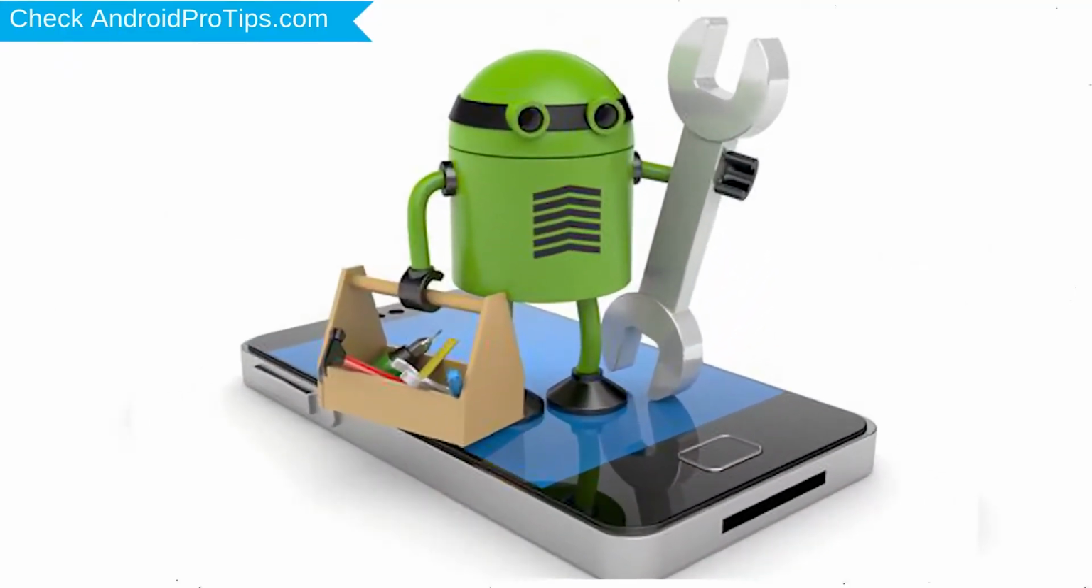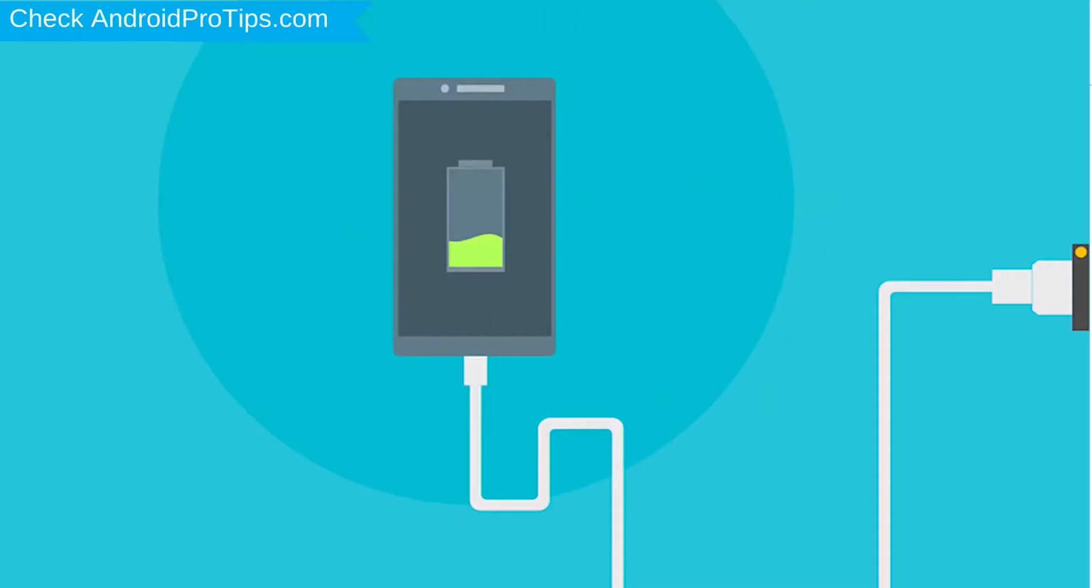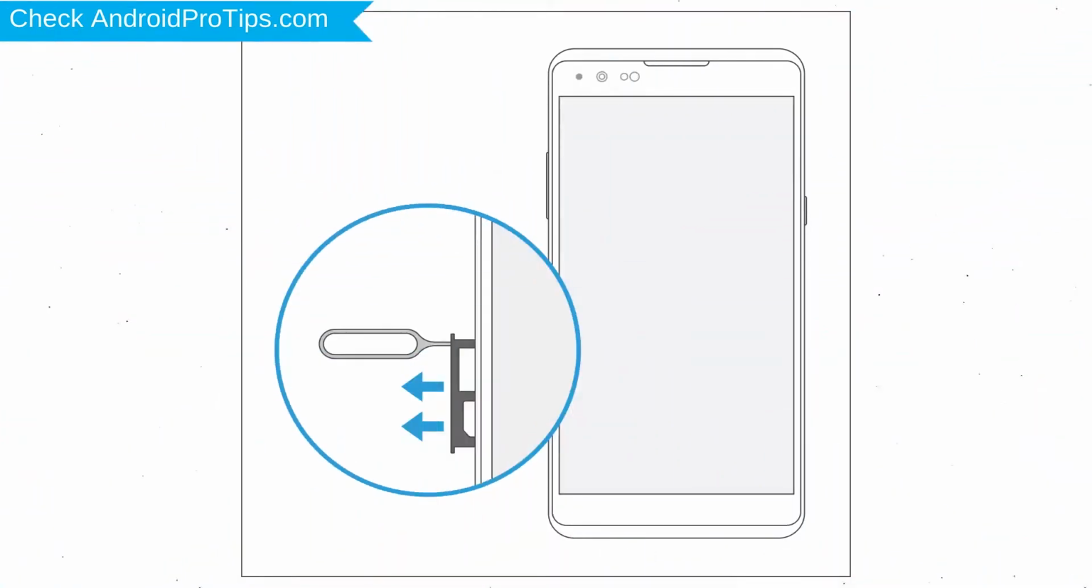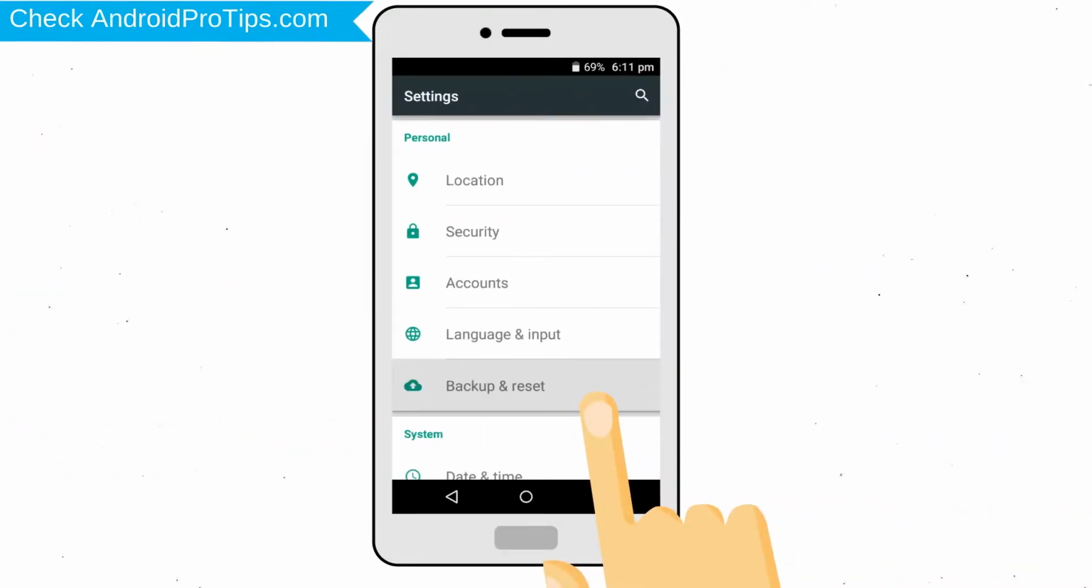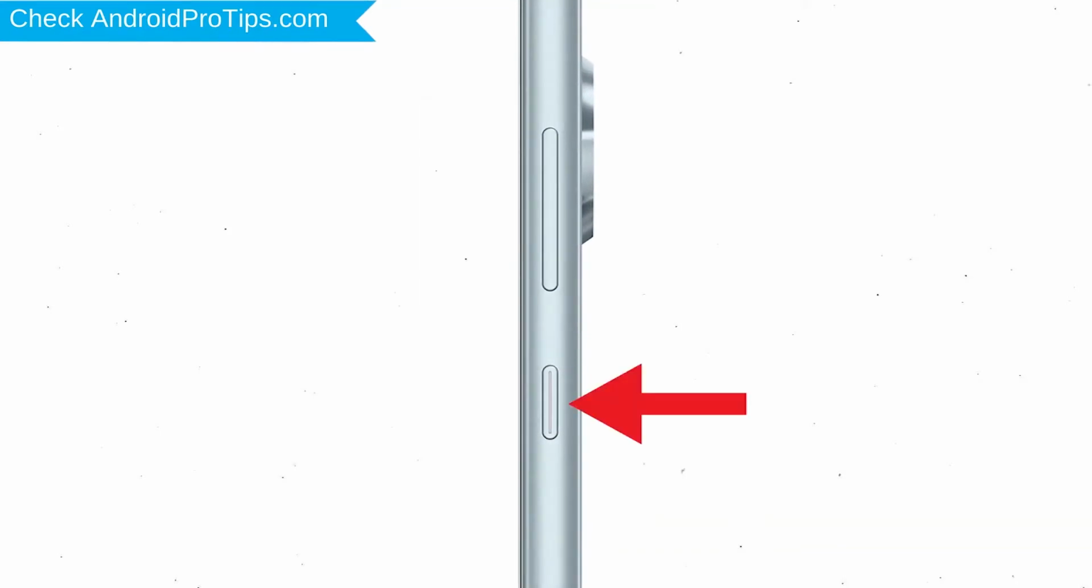Before reset, your mobile battery must be above 50%. Remove SD cards and SIMs. Back up your Android mobile data if possible. Power off your mobile by holding the power button.